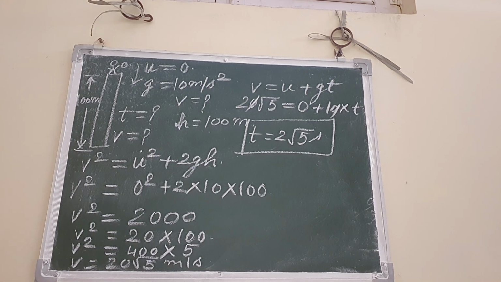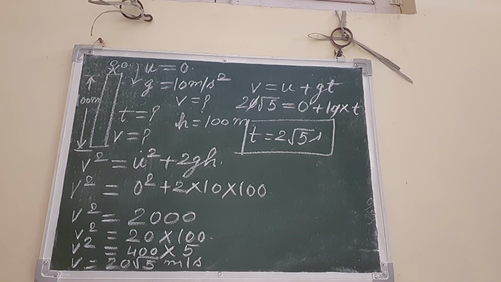So here the height is 100 meters. So applying the third equation of motion, v square is equal to u square plus 2gh. So v square is equal to 0 square plus 2 into g, that is 10, into height, that is 100. So v square is equal to 2000. V square is equal to 400 into 5, we can write. The square root of 400 is 20 and 5 is root 5. So v is equal to 20 root 5 meter per second.